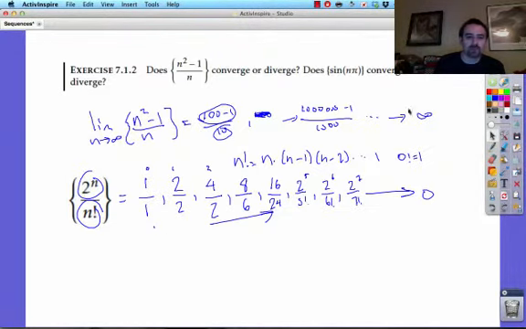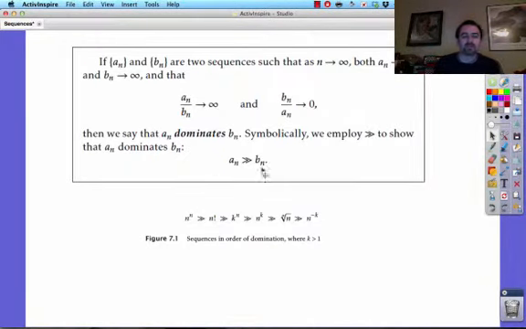So if we look back at this one, both 2 to the n and n factorial are going to infinity, and since this ratio is going to 0, n factorial is dominating 2 to the n. Alright, so we use this notation here to say one dominates the other. So we would say that n factorial dominates 2 to the n.